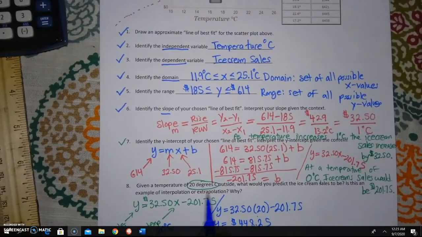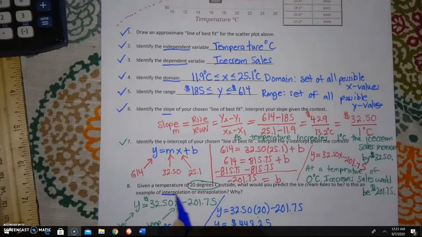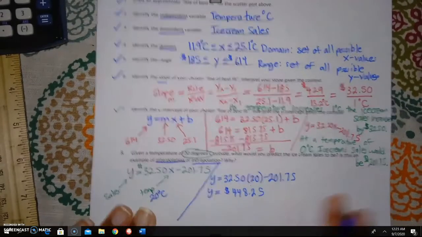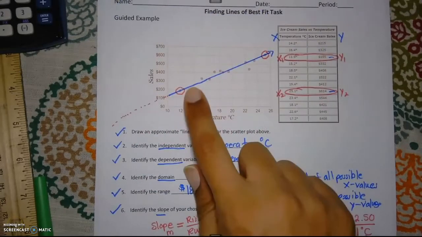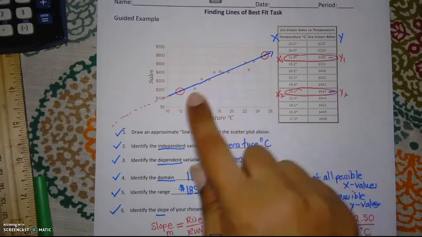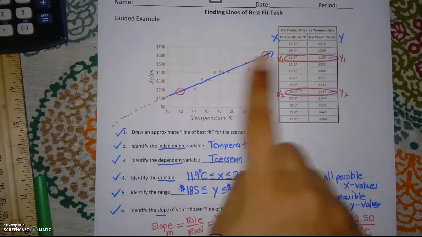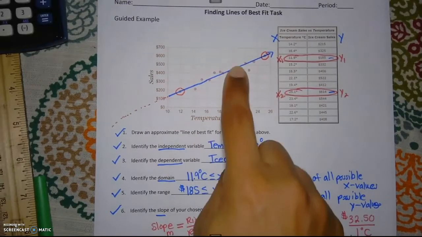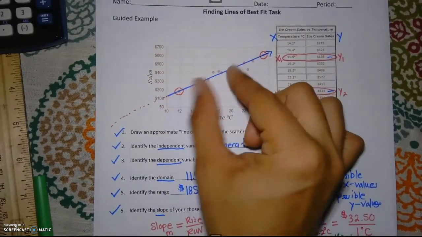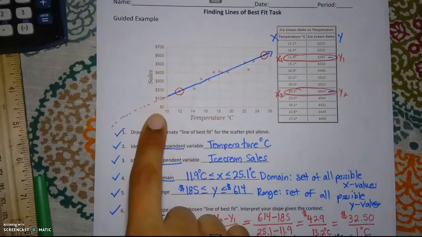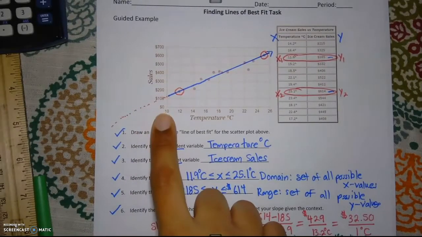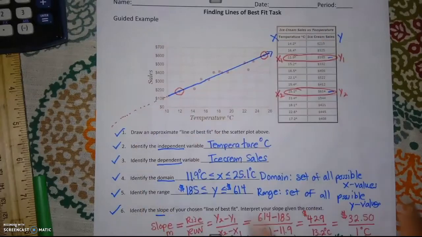Now the question here is, is this an example of interpolation or extrapolation? In mathematics, interpolation is the idea of making a prediction that is within your scatterplot data. So does that 20 degrees Celsius fall inside this data right here or outside? We can see that 20 degrees is most definitely inside our domain and our range. Therefore, this is going to be an example of interpolation. If we were to make a prediction that was, say, 10 degrees or 30 degrees, then that would be an example of extrapolation.